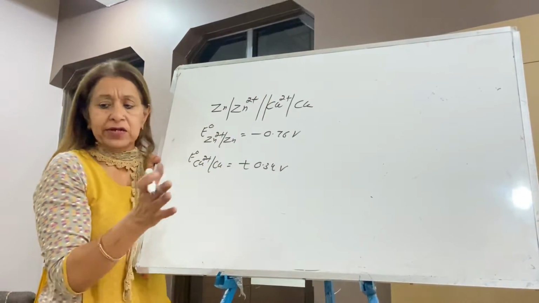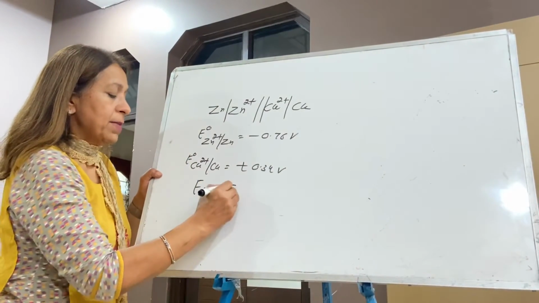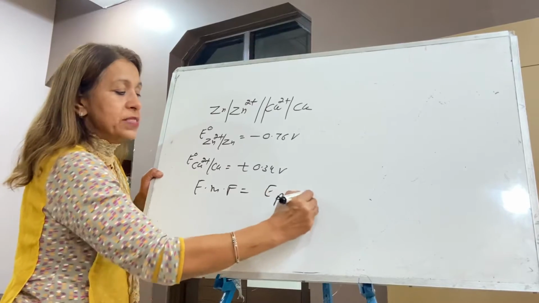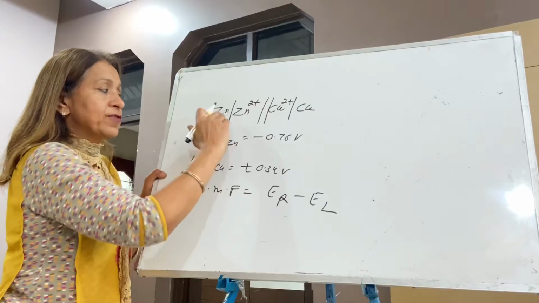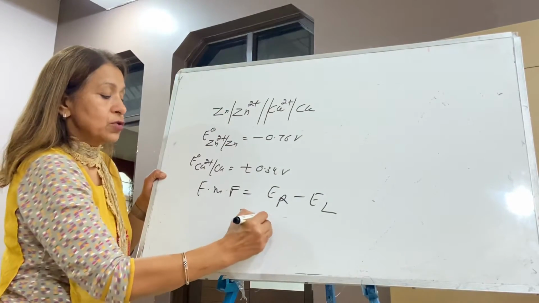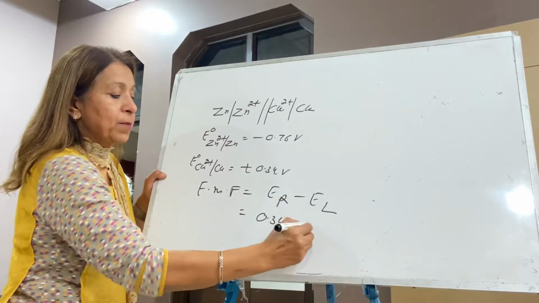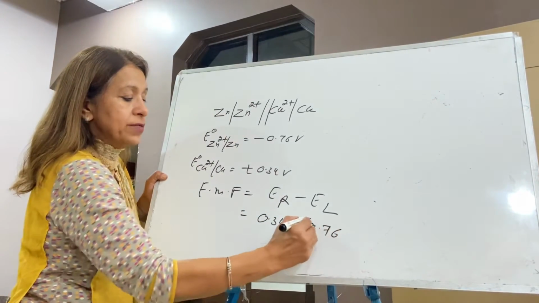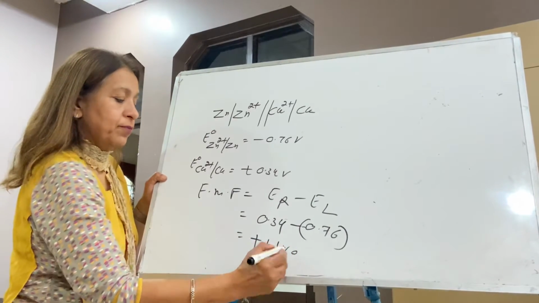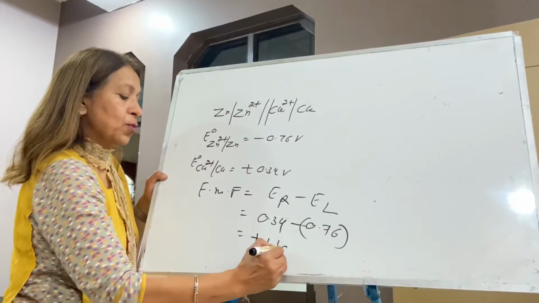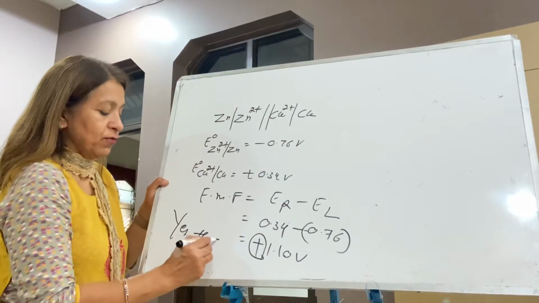They are asking whether this cell is correct or not, not asking to write a cell reaction. You will do just a one line answer. EMF is equal to right minus left, or cathode minus anode. Right side is copper, left side is zinc. The answer is 0.34 minus minus 0.76, so your answer will come plus 1.10 volt. Your answer is positive, so you will say yes, the cell will work.